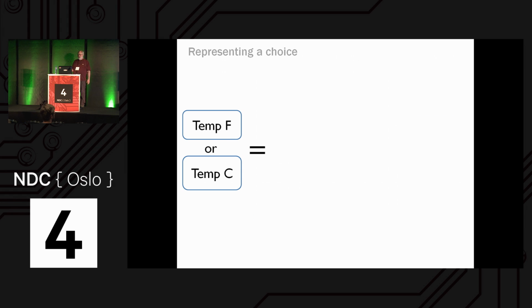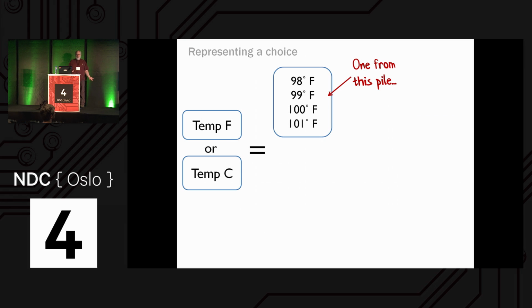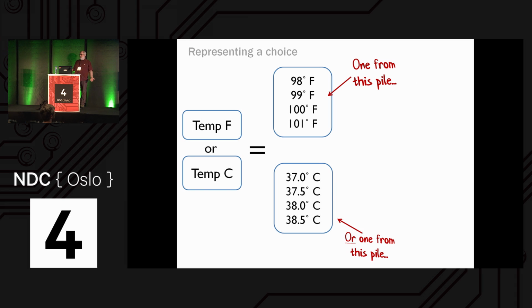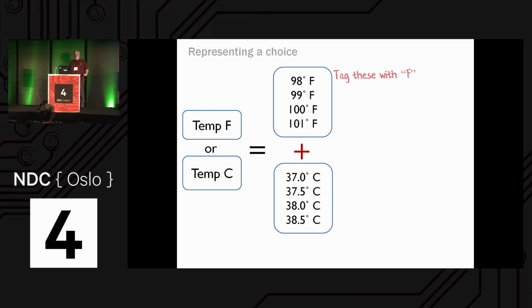Well, let's say that there are 4 possible Fahrenheit temperatures. Obviously, there are more than that. And let's say there are 4 possible Celsius temperatures. How many possible inputs are there? 8. Thank you. There's 8. There's 4 possible from this pile, or 4 from this pile. So there's 8 possible combinations, and that's why we call it an addition, right? Because it's this pile plus this pile.